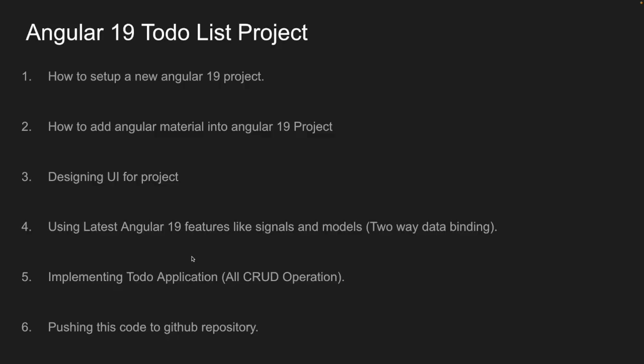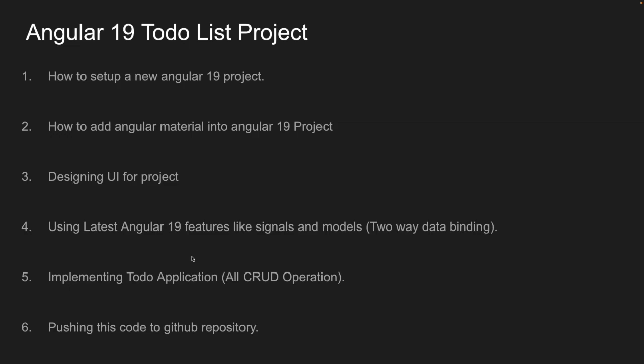Here I'll start with how to set up our Angular 19 project, and also how to add Angular Material into the project, and how to design our whole project by using Angular Material features. Along with that, how we can use the latest Angular 19 features like signals and two-way data binding, that is nothing but models. All these new features we will be using in our Angular 19 project. And also we will start implementing the to-do application with all the CRUD operations. Along with this, I'll show you how to push this code to our GitHub repository.